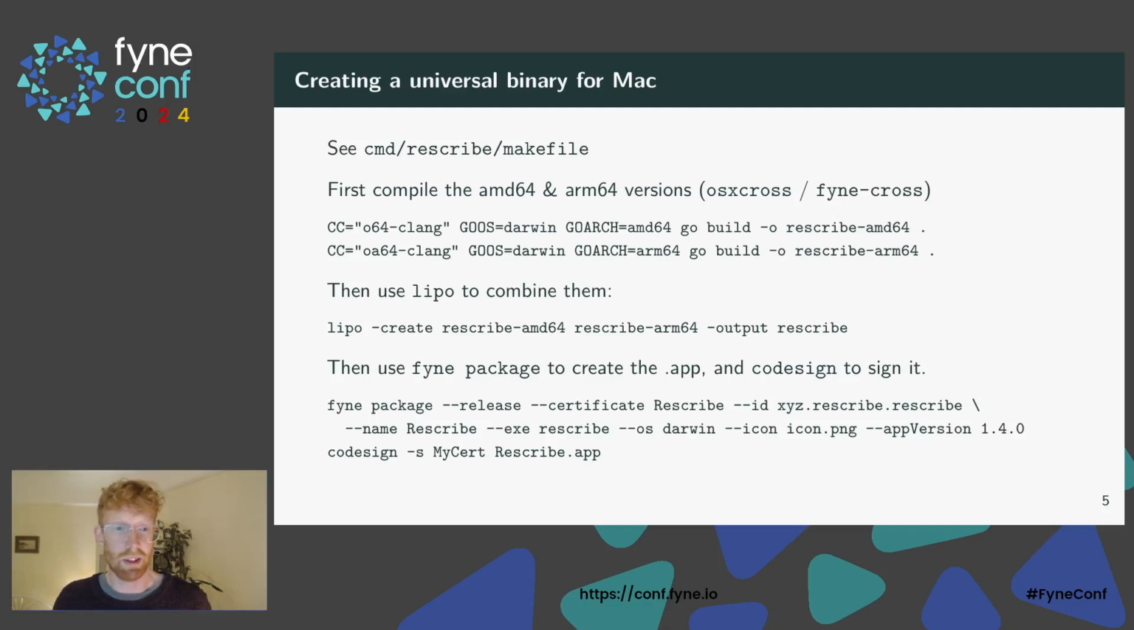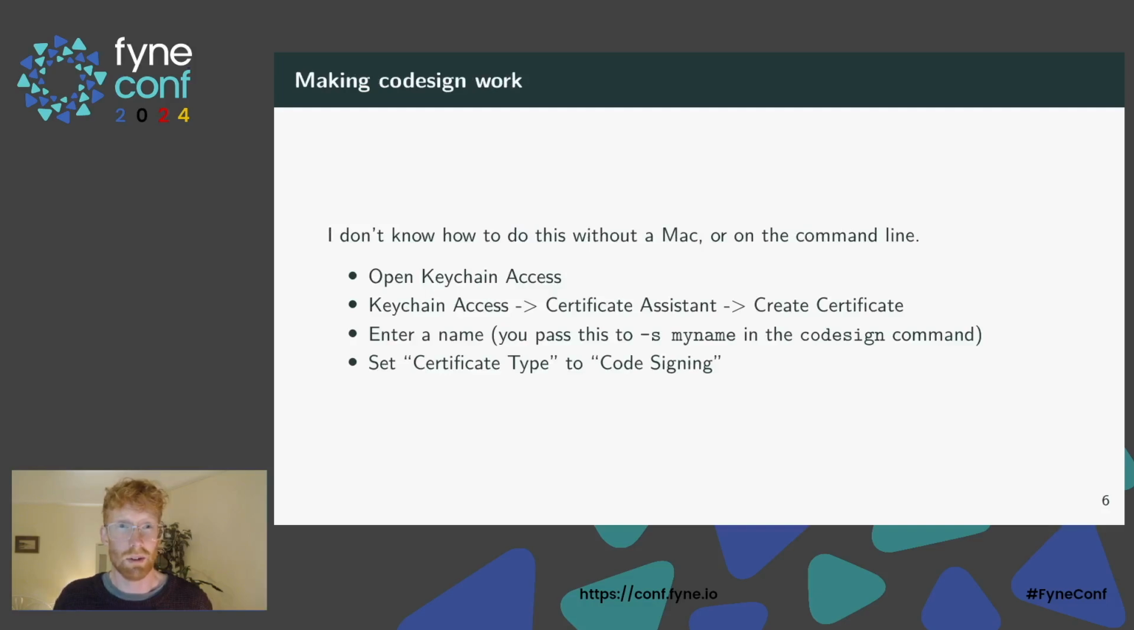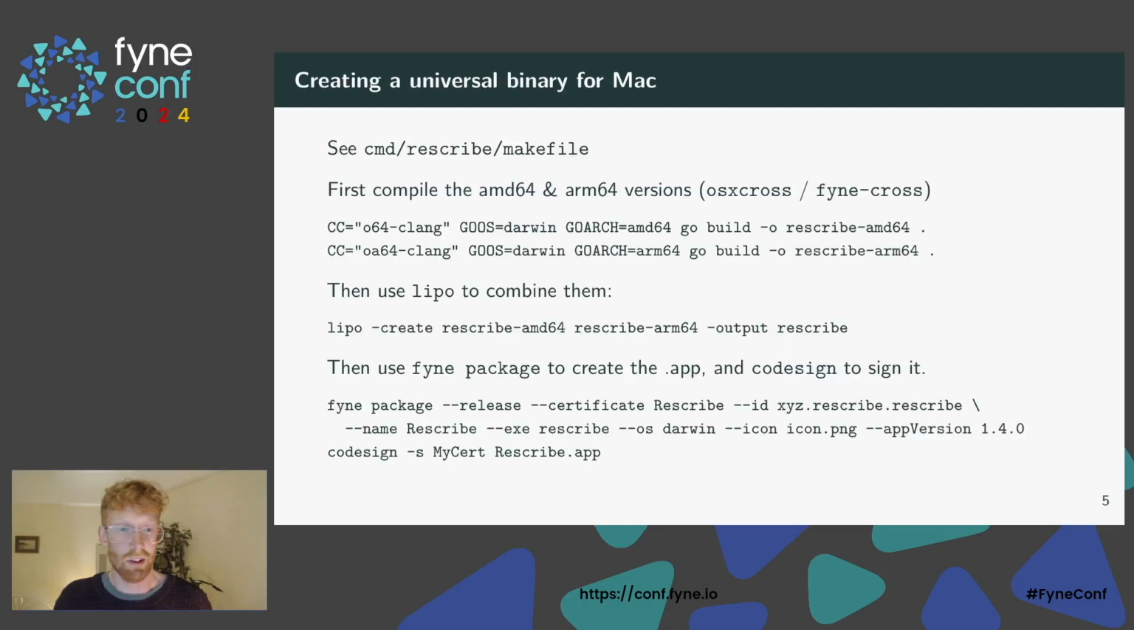Then once you've done that, you can use the Fyne package to create the .app as normal, and you can use codesign to sign it. Signing it is helpful for reducing the amount of scary messages that Mac will show at you. Codesign, as far as I know, you can only get it to work on the Mac. Maybe possible otherwise, probably a pain. This is how you get that to work. You basically create a certificate of type code signing, and then you pass it to the codesign command I showed at the bottom there.